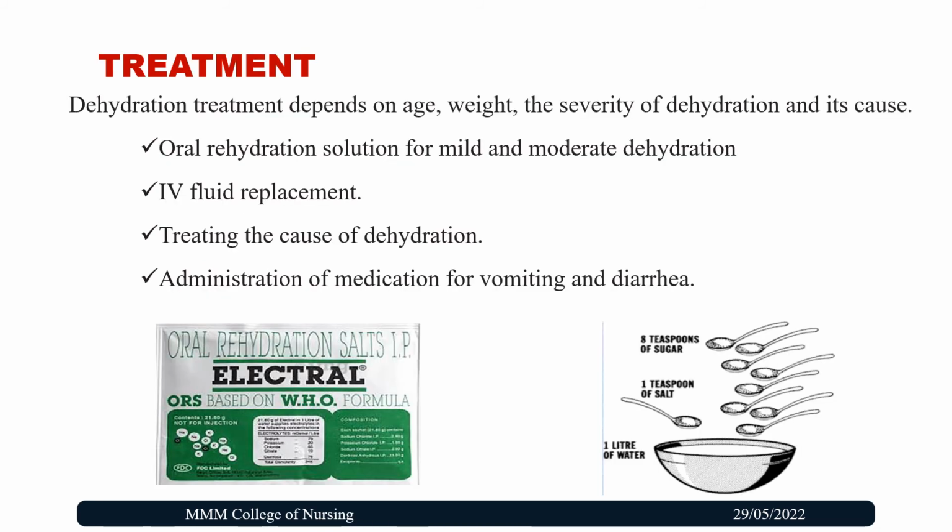Moving on to the treatment, it depends upon the age of the child, weight, severity of dehydration and its cause. First is the oral rehydration solution. ORS is used for mild and moderate dehydration. It can be in packet form or homemade form. Intravenous fluid replacement plays a vital role in treatment, along with treating the underlying cause of dehydration, and medication for vomiting and diarrhea can be administered.